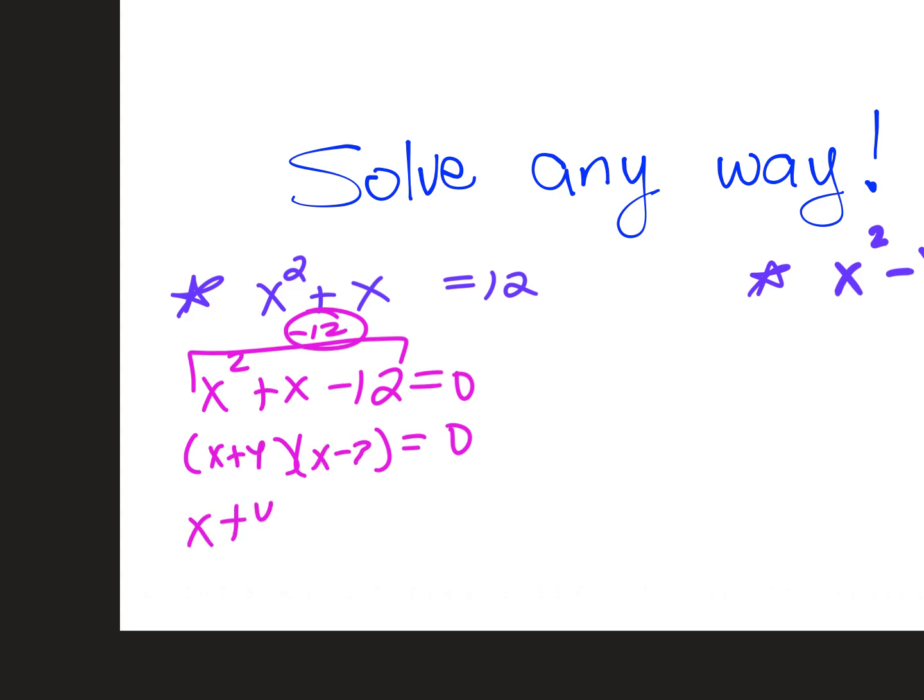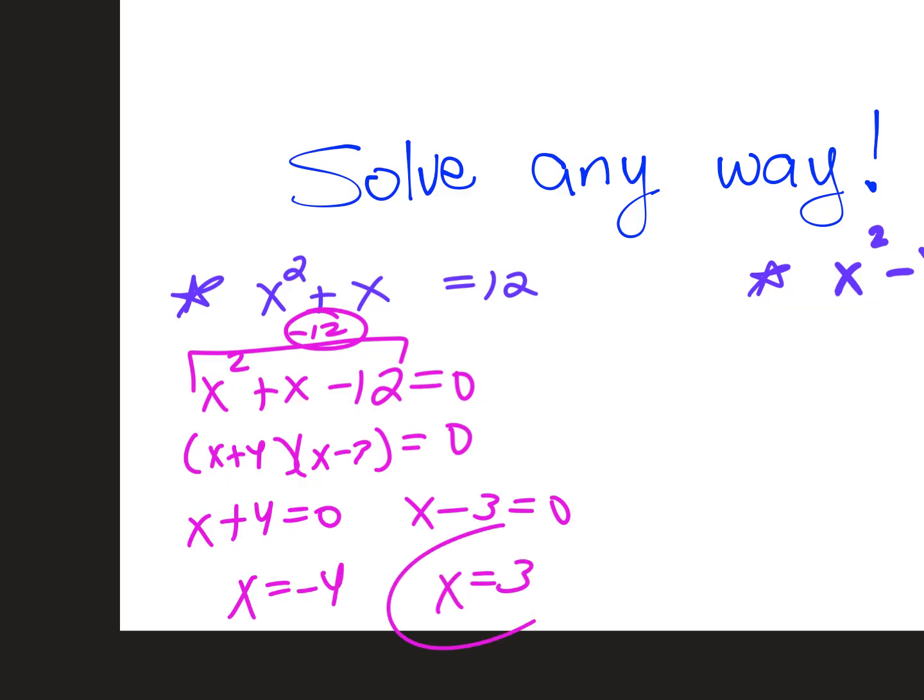If it factors, it's the quickest way to go about it. So what are your two answers in this case? X equals negative 4, x equals 3. Perfect.